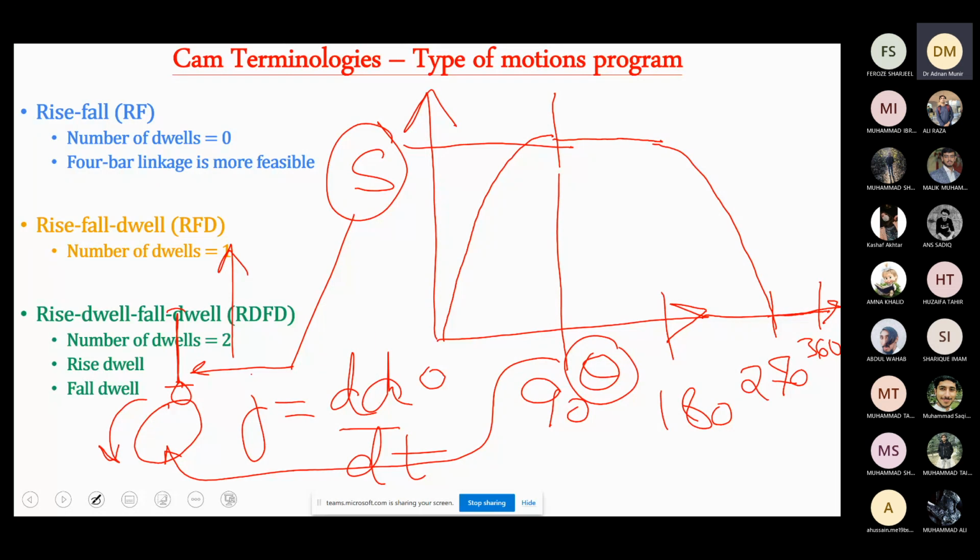Okay, so now this is called rise. So on the y-axis we have the displacement of the follower in this case, and on the x-axis we have the rotation of the cam. So is it clear now?